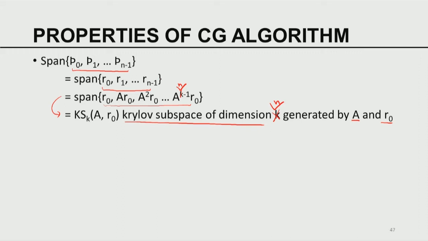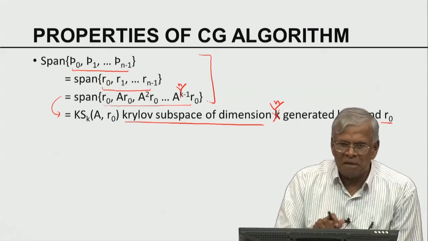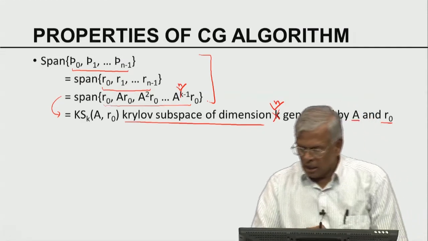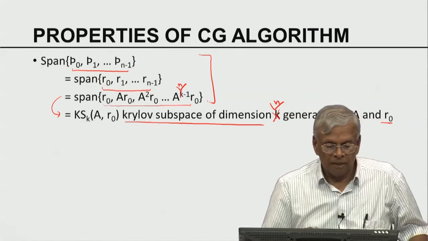Span of P, span of R, span of the vectors R naught, A R naught, A square R naught, and so on. It is this property of equivalent representation for the same space using different bases that is the ultimate power of the conjugate gradient algorithm.